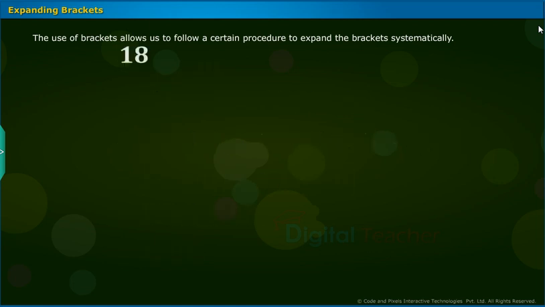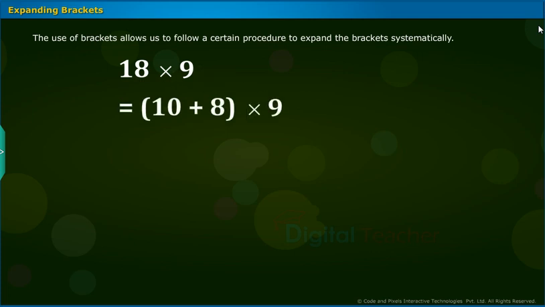Similarly, to multiply 18 and 9, we do as follows. Now write number 18 as 10 plus 8 within the brackets and multiply it with 9. To remove brackets for 10 plus 8, let us multiply each term with 9 using distributive law.